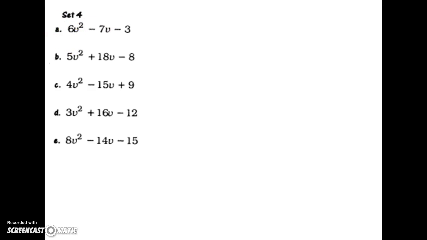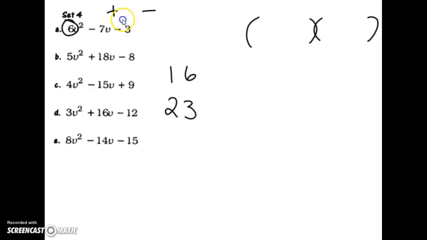I'm going to start with A, and I'm just going to put out my parentheses because that's going to help me. Now, this is set 4, and I've got a minus and a minus. Well, if this is minus, that means one of them has to be a positive and one has to be a negative. So let's take our factors of 6. It can be 1 and 6, it could be 2 and 3. Then over here, what things give me 3? I'm just going to do 1 and 3, and I'll figure out the signs in a little bit, knowing that one's going to be positive, one's going to be negative.